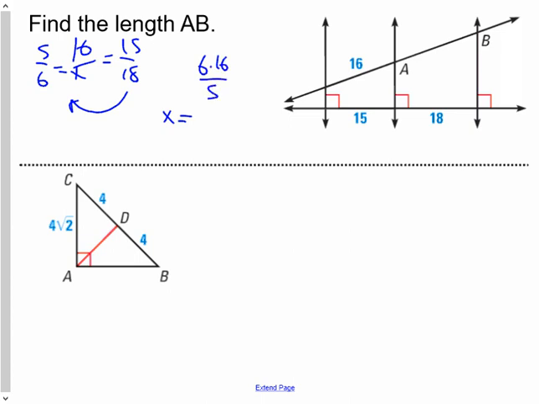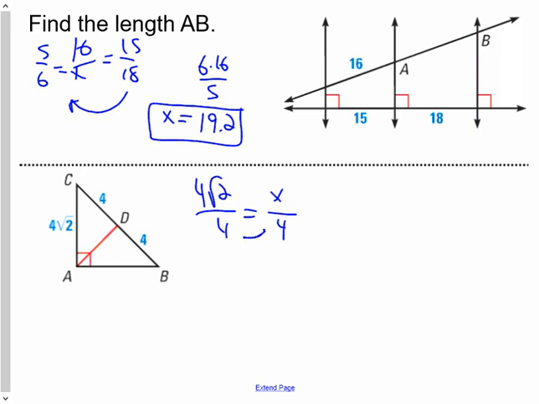Okay, 96 divided by 15 gives me what, 19.2? And then on the bottom one, 4 to 4.2, right? We got 4 root 2 to 4 equals x to 4. Right? The bottom's the same, so the top's the same. A little bit of a 45-45-90 triangle hint right there.